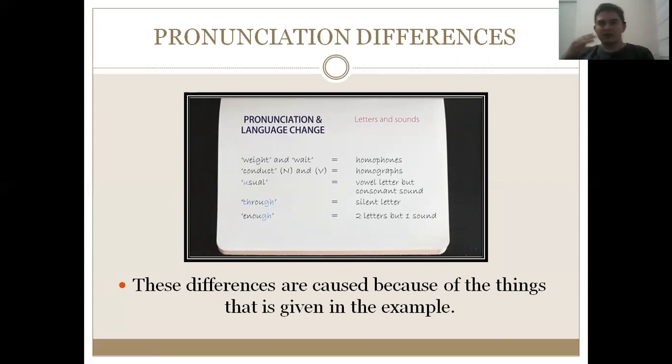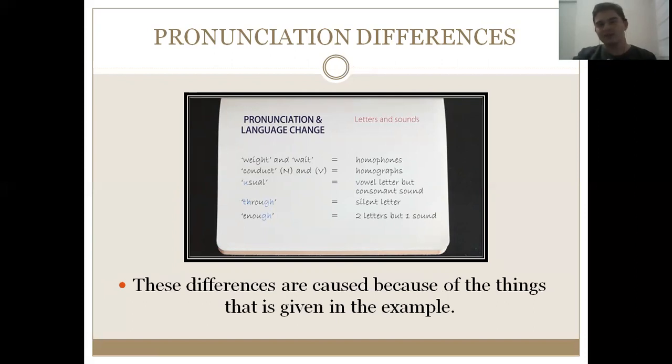So what is a homophone or homograph? A homophone is a thing where you write two different words, but you can read them as the same. So when you write "wait" and "weight", as you can see, I pronounce them in the same way. When you say "wait" and "weight", you pronounce them in the same way. So that is a homophone.